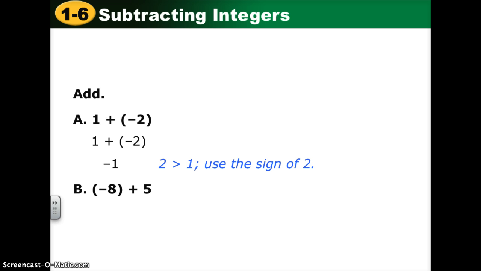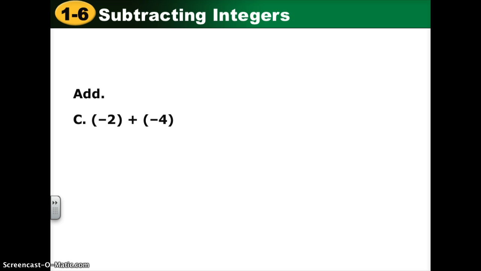Example B, -8 plus 5. 8 is the larger number, and it's negative, so we'll have a negative number for an answer. 8 minus 5 is 3, so we end up with -3. Here we have two negatives, same as adding two positives, just make sure the sign is negative, so we have -6.